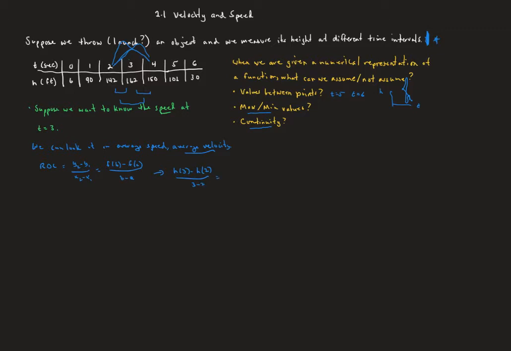And so that would be 162 minus 142 over 1. That would approximate our velocity or speed as 20, and the units would be feet per second. So y units over x units, or dependent variable units over independent variable units. Now, it would also be a reasonable thing to do, say, h of 4 minus h of 3 over 4 minus 3.